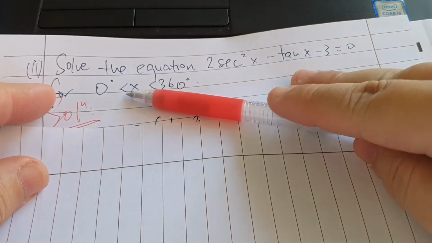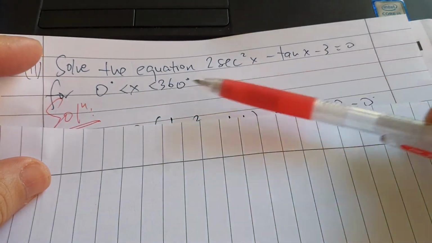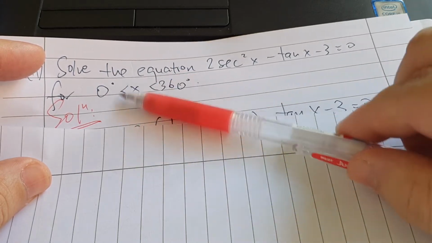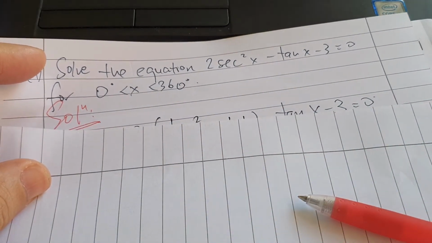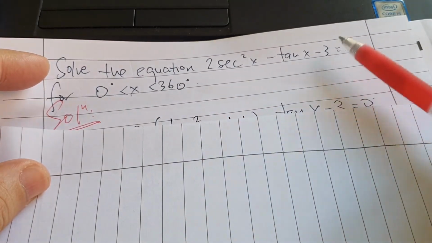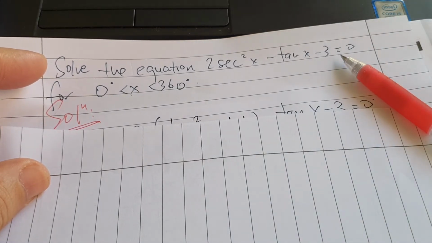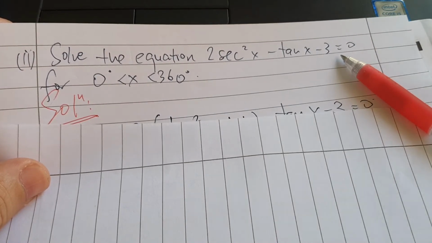Okay, never mind. Now they ask you the next part: solve this equation for 0 to 360, meaning you must work in degrees. Then you look at the question, it's trigo ratios with an equal sign, so you must use AdMat, right? Now you look at your AdMat.